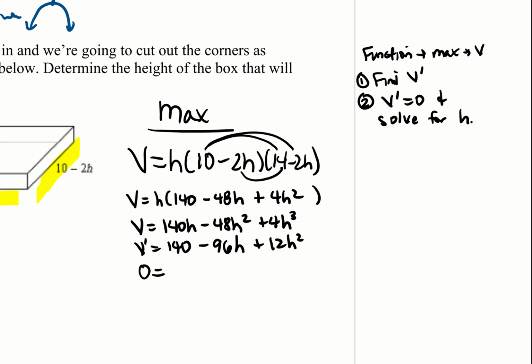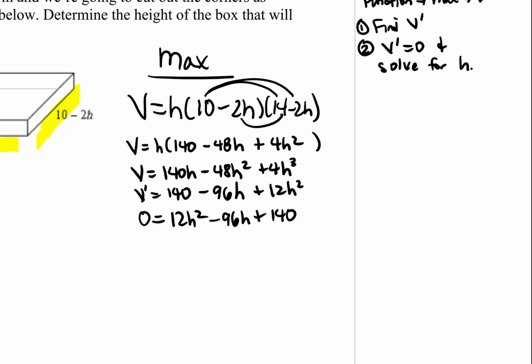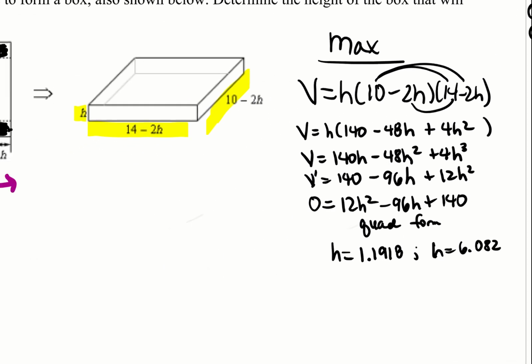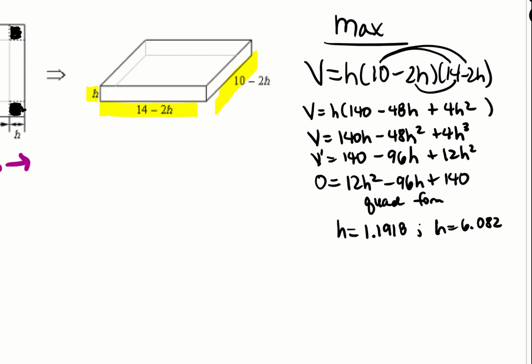All right, so we're going to set this derivative equal to 0 and solve. And looking at this, I'll reorder it. I don't believe this factors, so you could use the quadratic formula here. I'm not going to go through all the math of that. But if you go through the quadratic formula, I used a calculator and found out that h is either 1.198 or h could be 6.082.